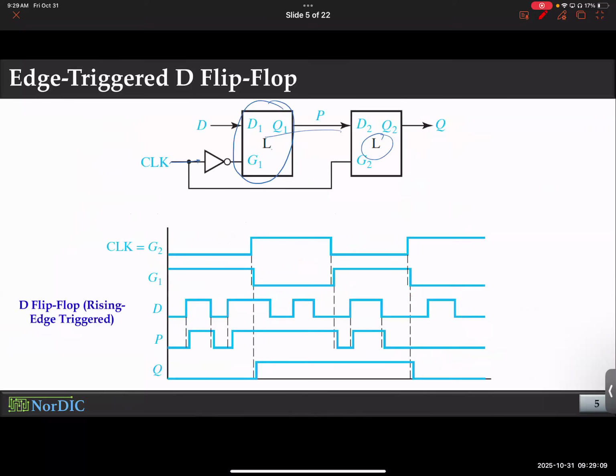Okay, now this is something that we have already covered because I fast forwarded, but I want to also show you the rising edge triggered version of the timing diagram so that we have extra practice.